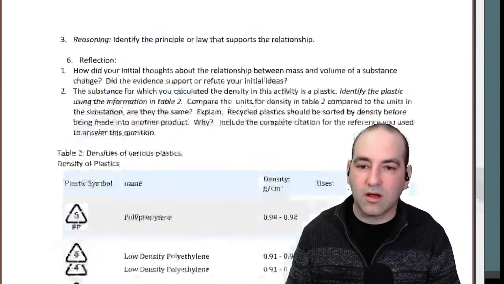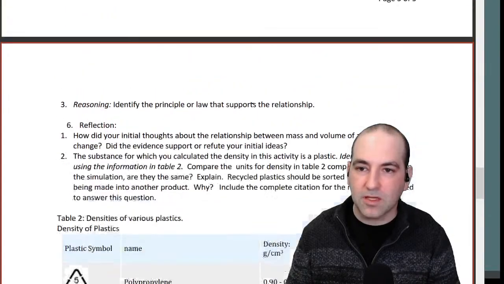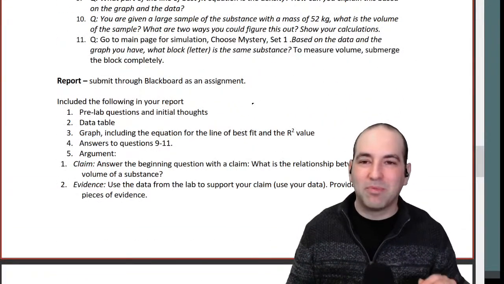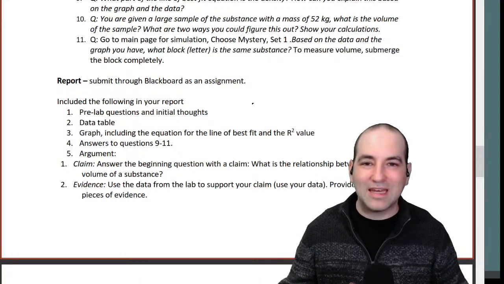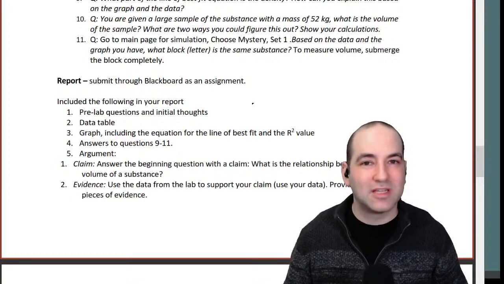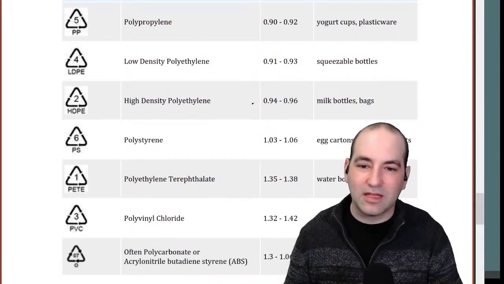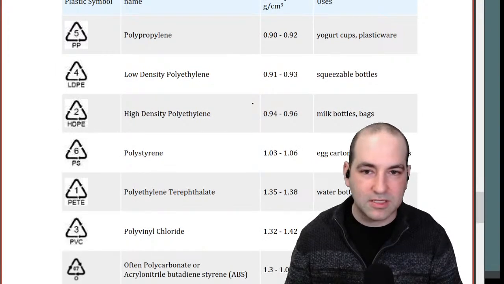And so the part that's going to be a little bit confusing here is just that we used ice, but we're saying for the purposes of this experiment that we did not have ice, that it was actually a piece of plastic, even though we're using the data for ice. So then you can compare and see which plastic you think it was based on the density.